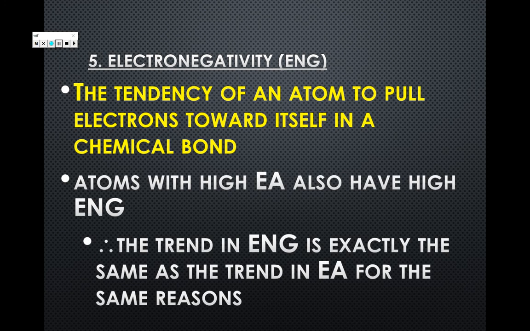So this trend is very similar to electron affinity. So the trends are the same for the same reasons. If you have a small atom that has a high proton number or nuclear charge, it is going to be more attractive for electrons to go to it in a chemical bond.